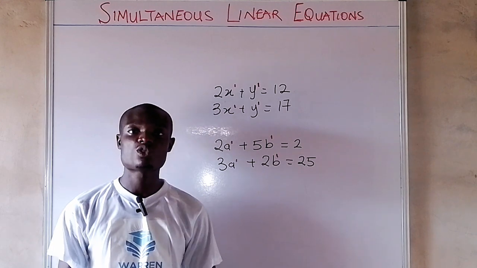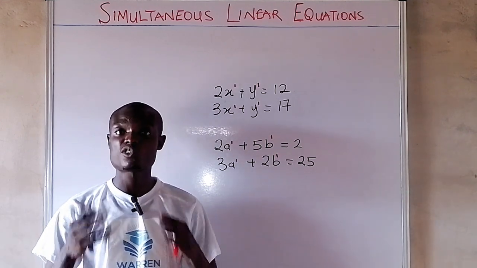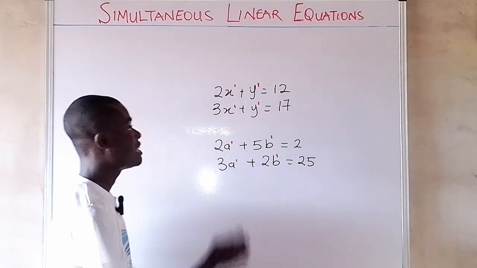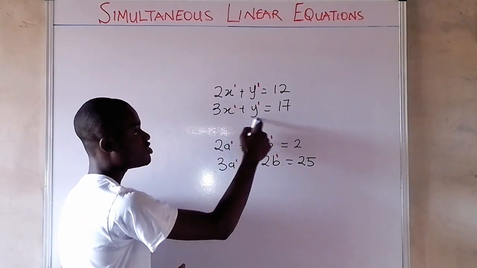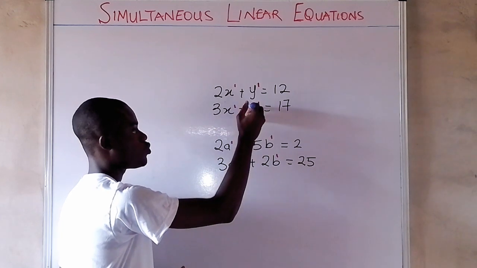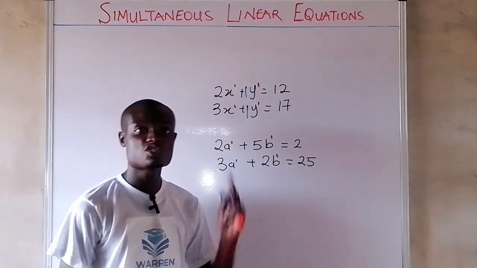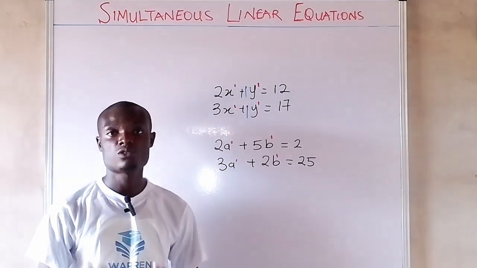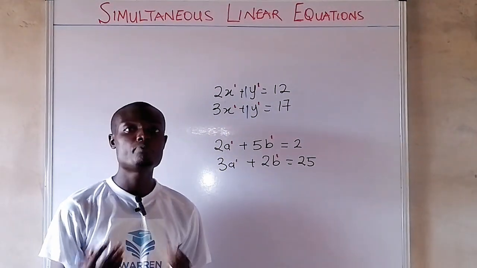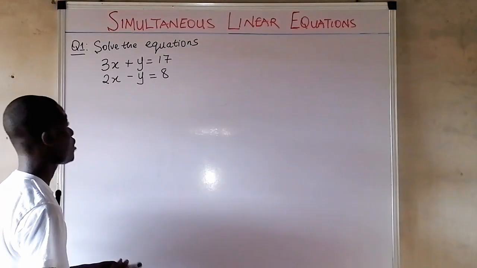The substitution method is best used when one of the unknowns has a coefficient of 1. So if we take a look at this first pair of linear equations, we find out that the coefficient of y in this equation is 1. Also, the coefficient of y in this equation is 1. So we can best solve this pair of linear equations using the substitution method. Otherwise, we best use the elimination method. So we look at how to calculate.